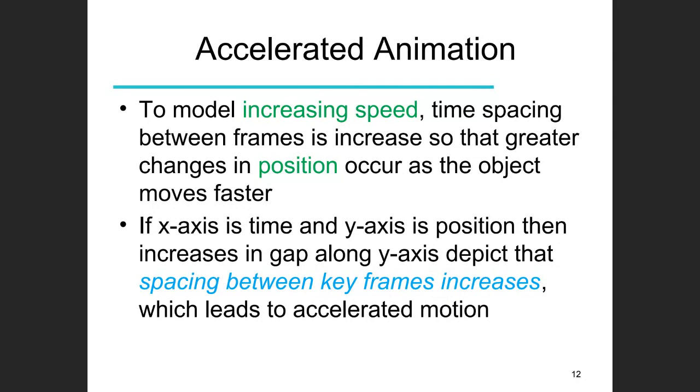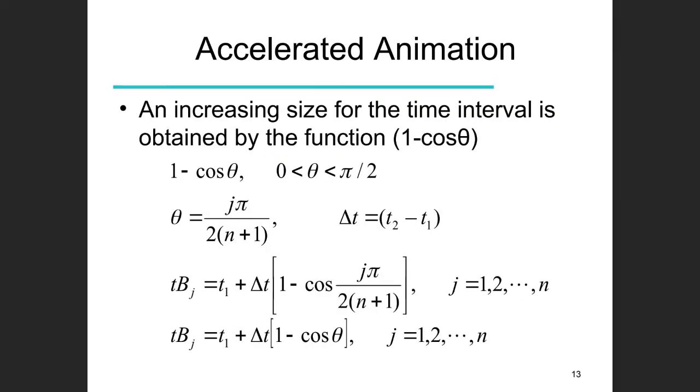So in that situation, if we use the x-axis as the time, and along the y-axis we show the position, then increasing the gap along the y-axis depicts that the spacing between the keyframes is increasing. So the spacing along the y-axis will increase, which shows that the position is changing more rapidly, and which is leading to the accelerated animation. Now, what are the equations for modeling this accelerated animation? We will discuss them in this slide.